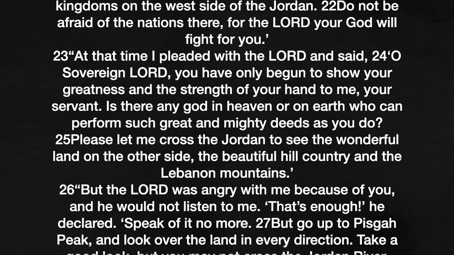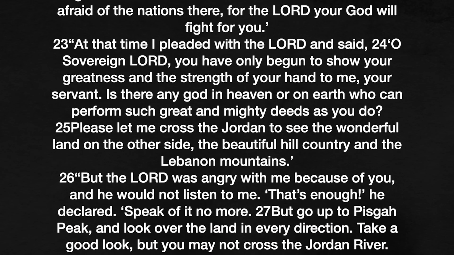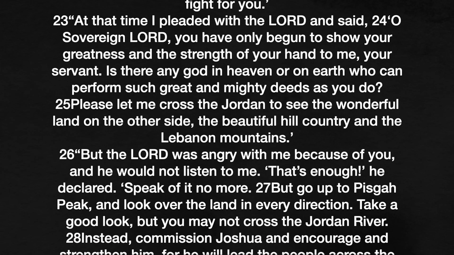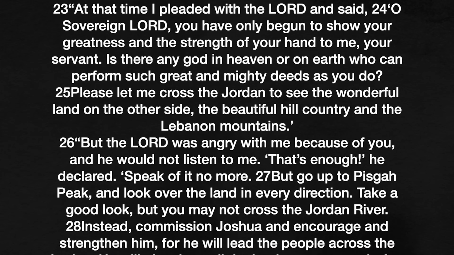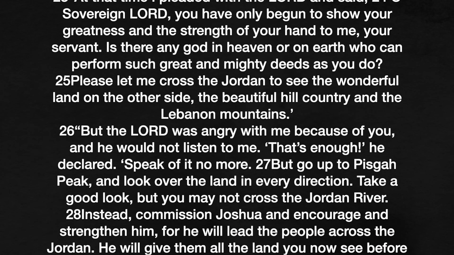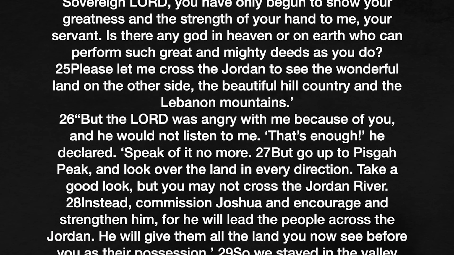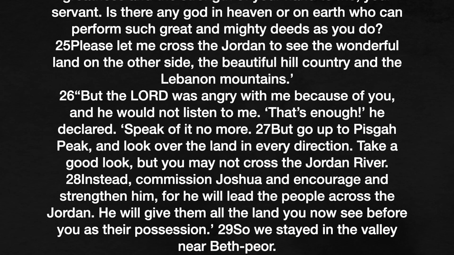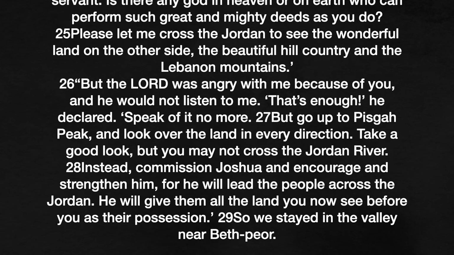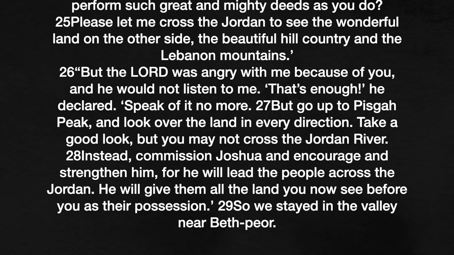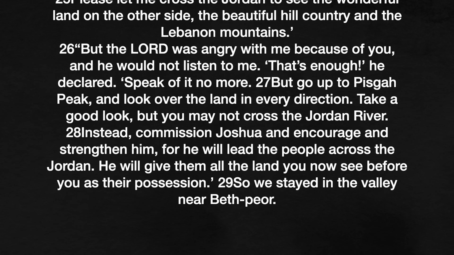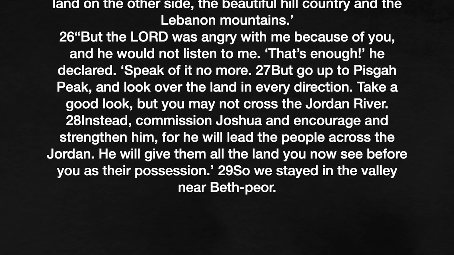At that time I pleaded with the Lord and said, "O sovereign Lord, you have only begun to show your greatness and the strength of your hand to me, your servant. Is there any God in heaven or on earth who can perform such great and mighty deeds as you do? Please let me cross the Jordan to see the wonderful land on the other side, the beautiful hill country and the Lebanon mountains." But the Lord was angry with me because of you, and he would not listen to me.